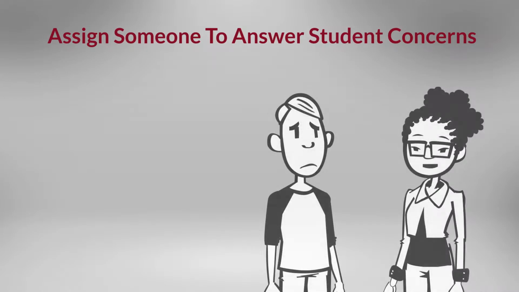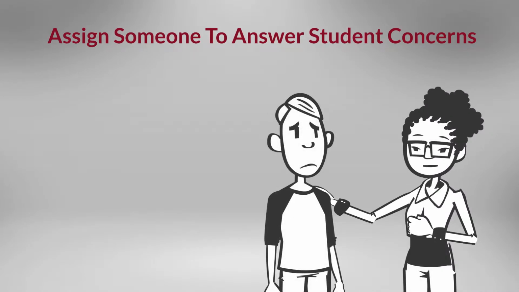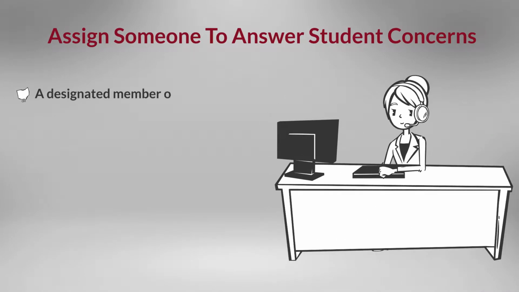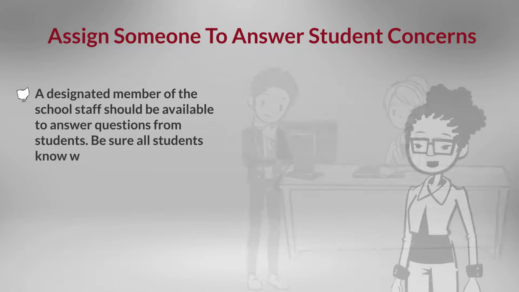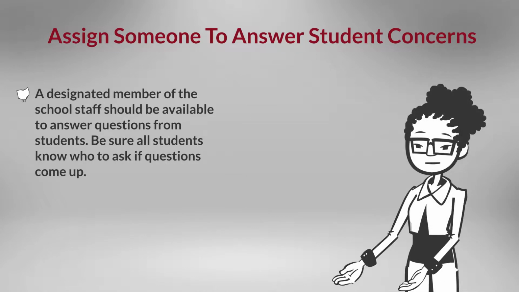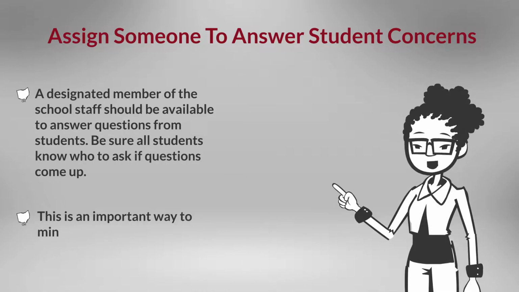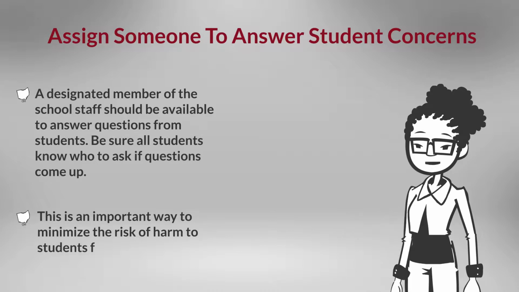Assign someone to answer student concerns. A designated member of the school staff should be available to answer questions from students. Be sure all students know who to ask if questions come up. This is an important way to minimize the risk of harm to students from taking the survey.